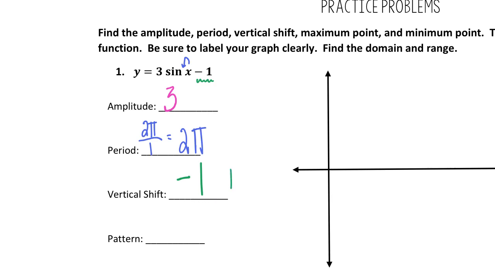So that means that the whole sine curve is being shifted vertically down 1. The pattern that I want you to write out is the pattern that we practiced on the pages before. Think about your sine curve.